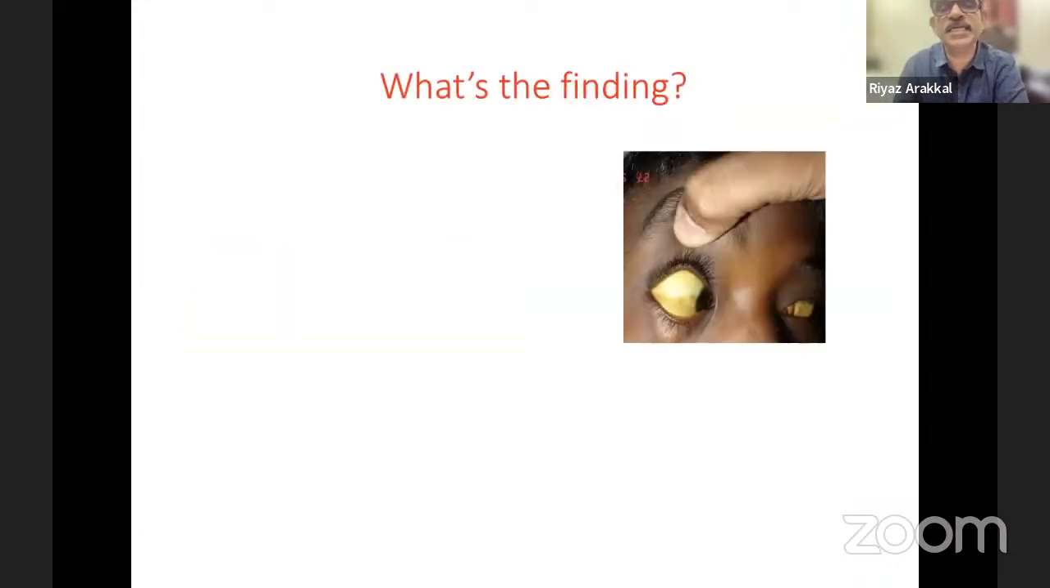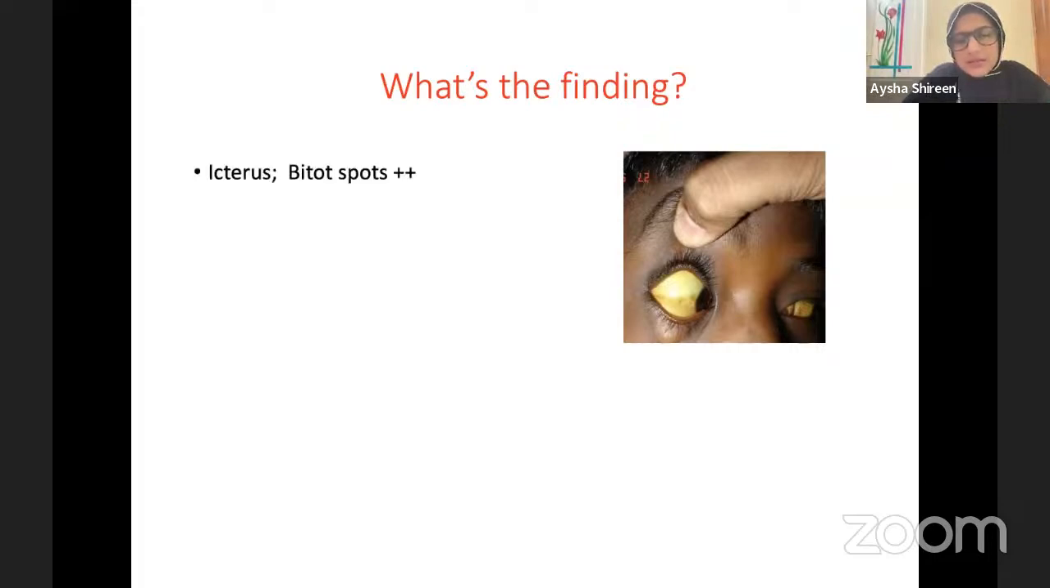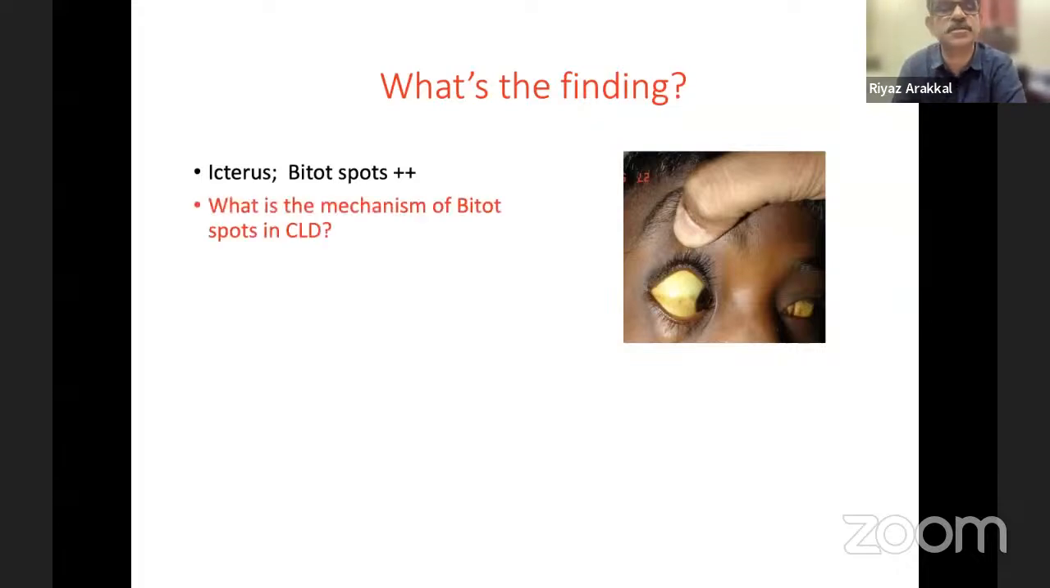What's the finding here in the eyes of this child? Or what are the findings? She has icterus and Bitot spots. Can you see the Bitot spots? Yes, you can see the Bitot spots also. What's the mechanism of Bitot spots in chronic liver disease? Why do children with chronic liver disease develop Bitot spots?